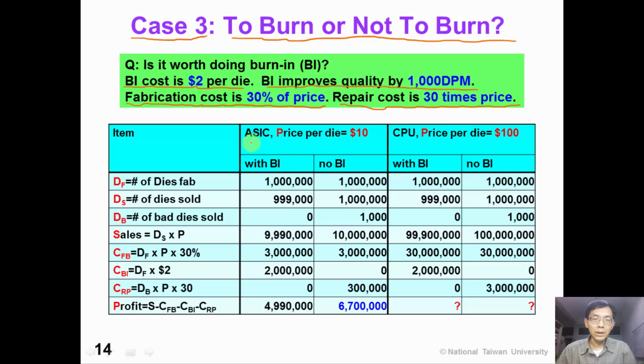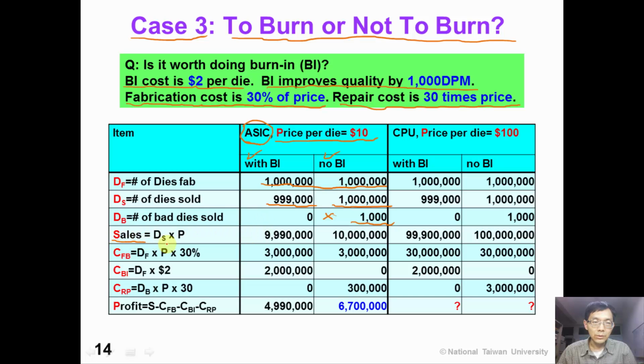Consider two different products. The first product is an ASIC. The price per die is $10. Now let's consider testing the ASIC with or without burning. Suppose that we manufacture 1 million dies, and the number of dies sold without burning is 1 million, out of which 1,000 of them are actually defective. If we perform burning, we can throw away these 1,000 dies, so we sell only 999,000 dies.